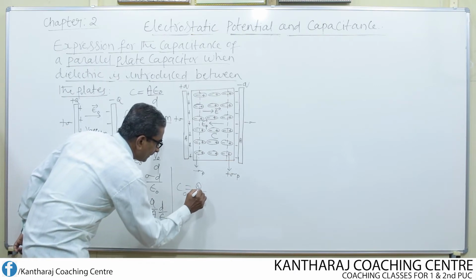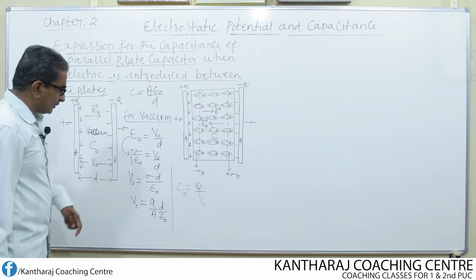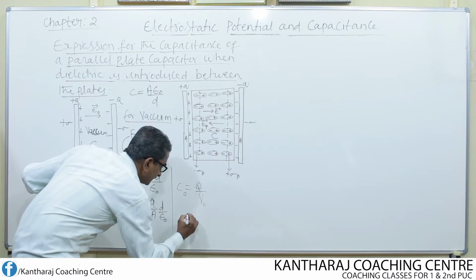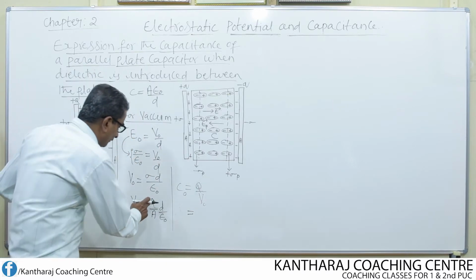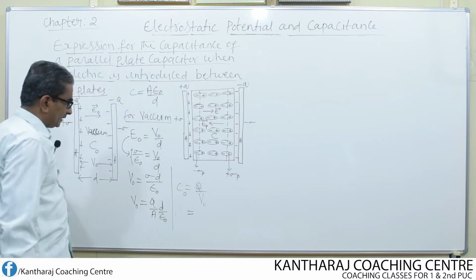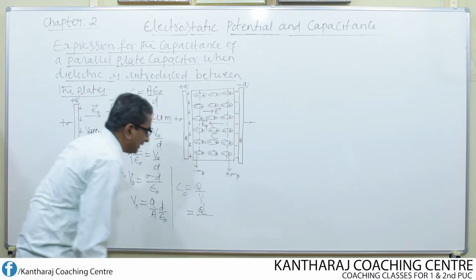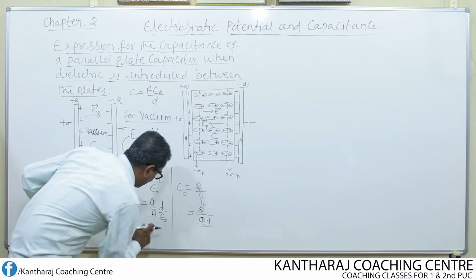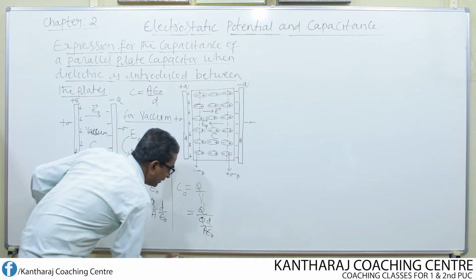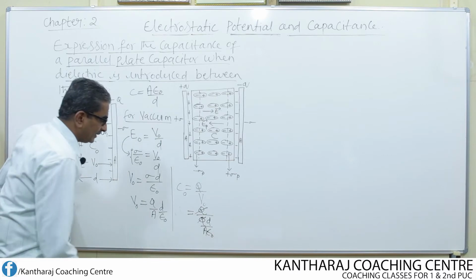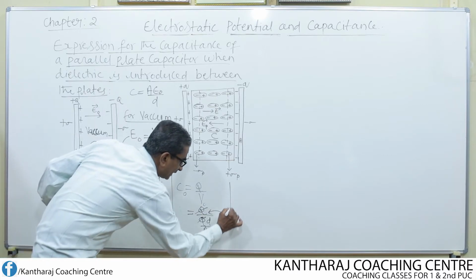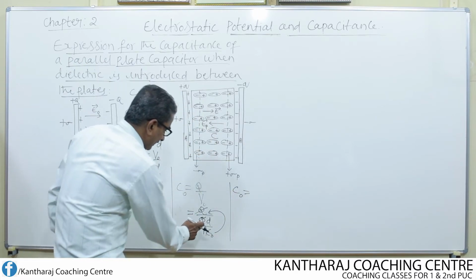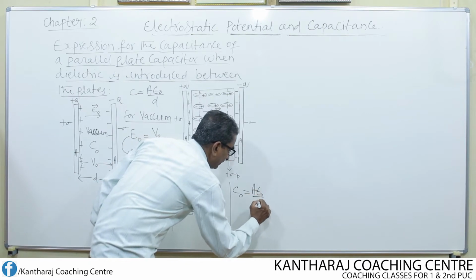Understand? Now, if I substitute for V naught using this equation, then what do I get? I get this equation as equal to, for Q, I write Q as it is, divided by, for V naught, I write this as Q D divided by A into epsilon naught. Q and Q get cancelled, whereas this A epsilon naught goes to the numerator. Then what do we get? C naught is equal to A epsilon naught divided by D.